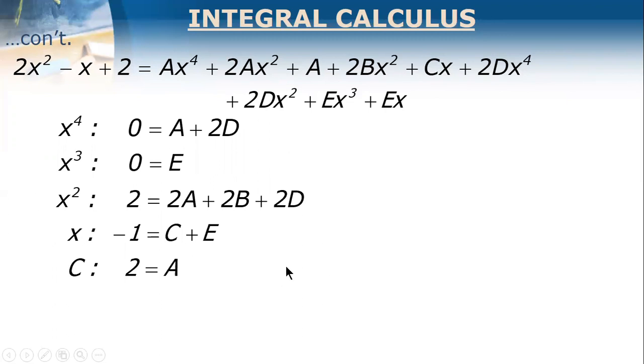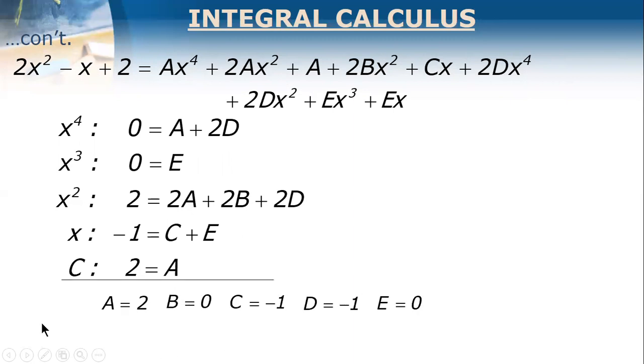So with this, you can solve for A, B, C, D, and E. Like A is equal to 2, okay? And then E is equal to 0. So when E is 0, C is equal to negative 1. If A is equal to 2, then D is equal to negative 1. And substitute A equal to 2 and D equal to negative 1, you can solve for B. These are the answers. A equal to 2, B equal to 0.